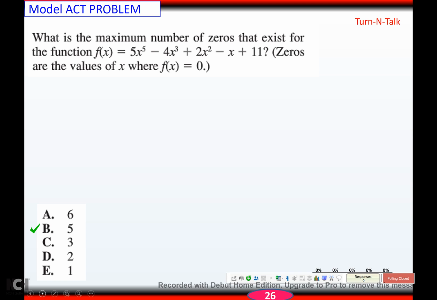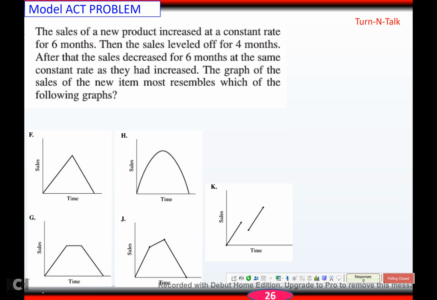Okay, what is the maximum number of zeros that exist for the function? That's 5. You look for your highest exponent. It doesn't mean that it will have 5 x-intercepts, but your highest degree tells you at most this thing could cross the x-axis 5 times. At most. It might not cross 5 times, but at most it can cross 5 times. So your highest degree always tells you the maximum number of zeros you can have.